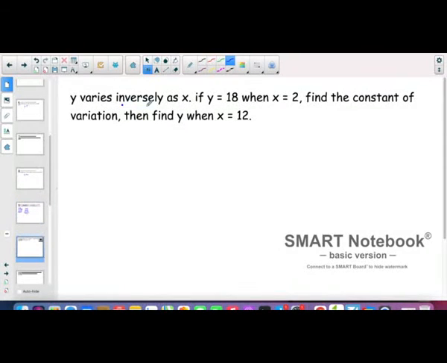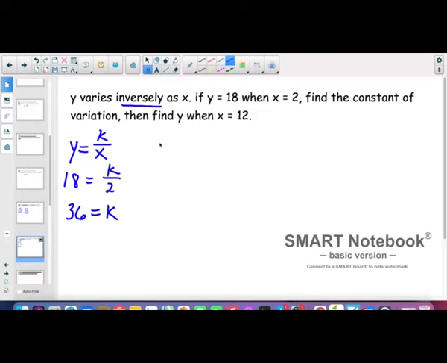Y varies inversely as x. Well, we know from earlier, if it varies inversely, that is y equals k over x. If y equals 18 when x equals 2, find the constant of variation. So this is going to enable us to find our k value. So y is 18 when x is 2. So I replace those values in. If I do a little simple algebra, 18 times 2 is 36. So our k value is 36.